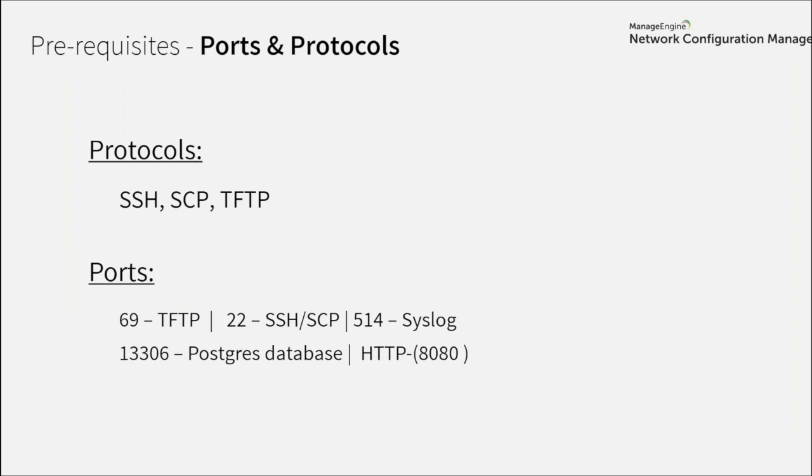So these are the ports and protocols required for NCM. The protocols are SSH, SCP, and TFTP. The ports that have to be made available for NCM to seamlessly run on a network are 69 for TFTP, 22 for SSH and SCP, 514 for syslog, 13306 for the Postgres database, and 8080 for HTTP.